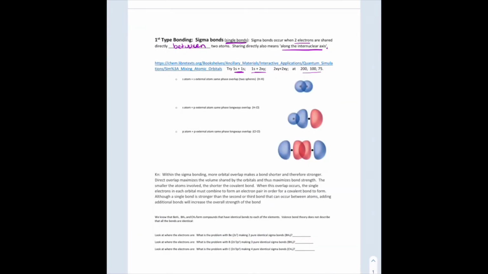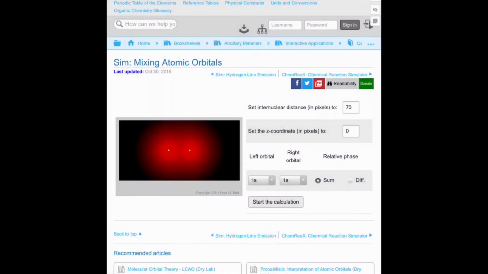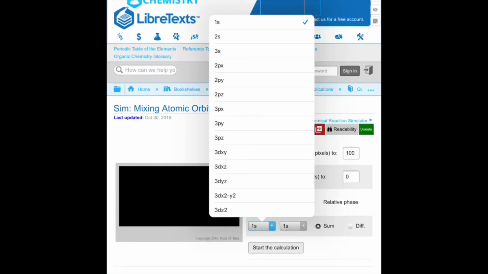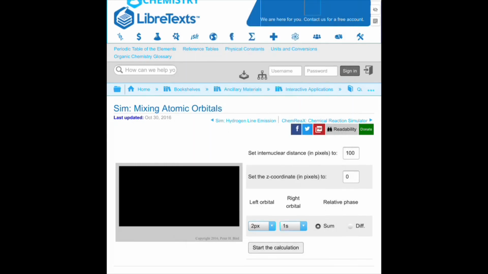Some other suggestions, try the 1s and the 2xy. Actually, let me try the xy and the xy. So 2p, I meant 2px and 2px. Let me put them at that distance. So look, see how they are opposites? If you don't want them to look opposites like that, just click diff. So now you can see the overlap.